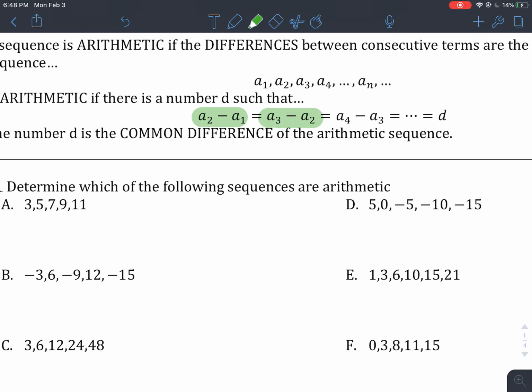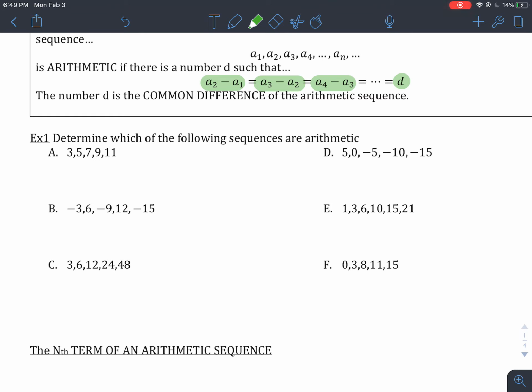We use the variable d to represent that, but it's going to be the same every single time. So we're either adding the same number each time or we're subtracting. So we have a couple examples down here of sequences, and we want to determine which ones are arithmetic and which ones are not. So we're going to try and determine which ones have a common difference and which ones don't.